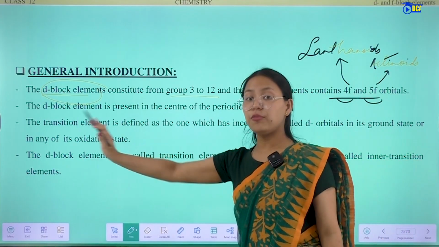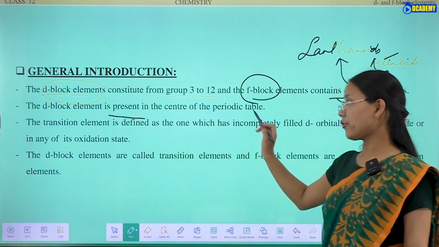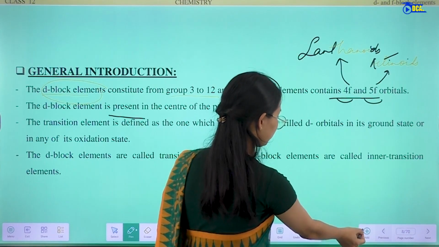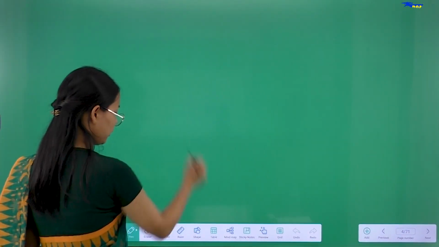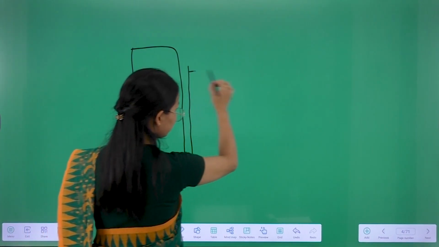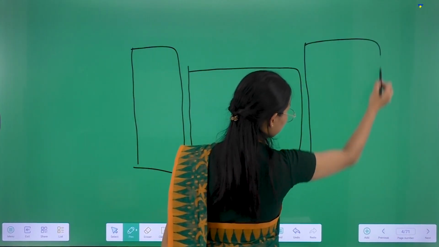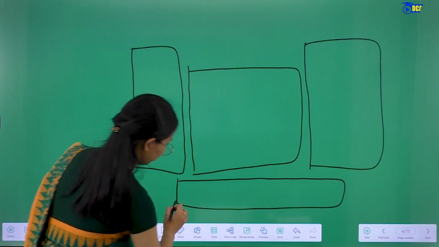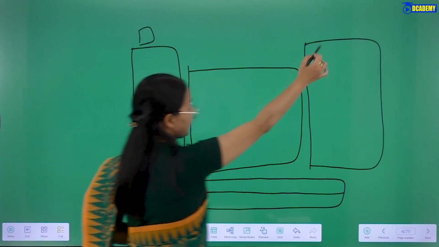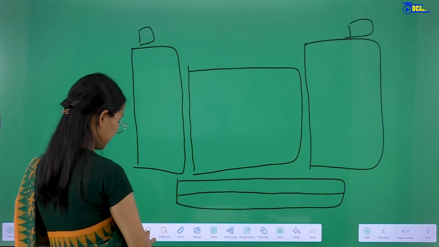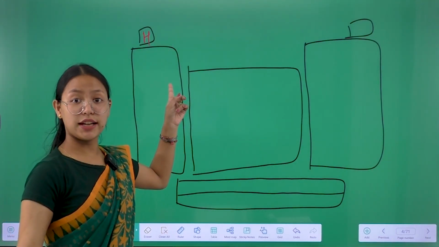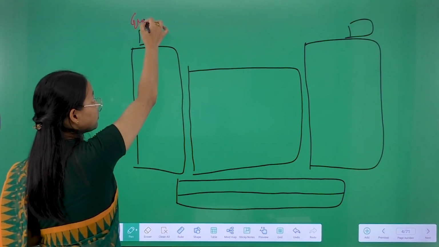And then next, the F block elements are present in the center of the periodic table. Let's say this is a periodic table. Just an example. Let's say here is hydrogen. Hydrogen, this one will be group 1.